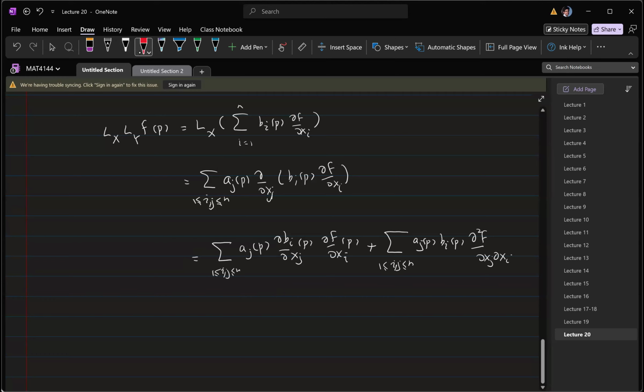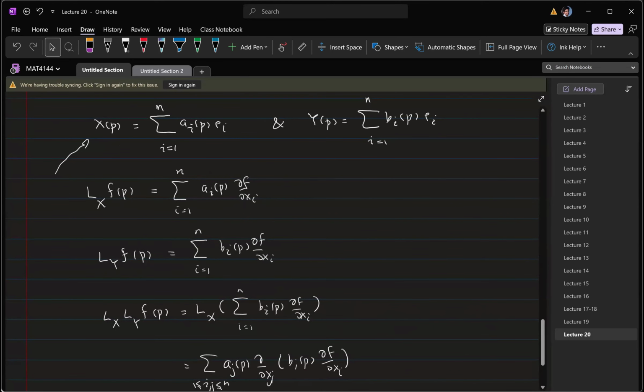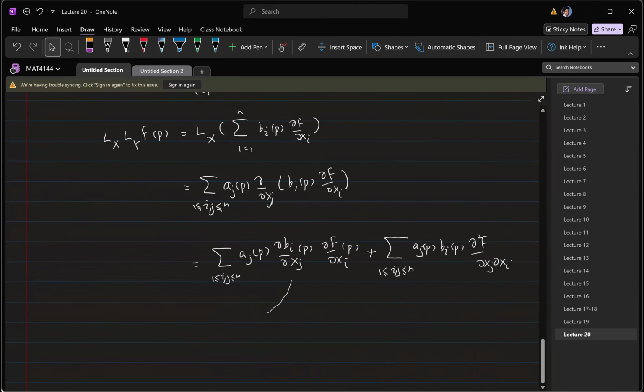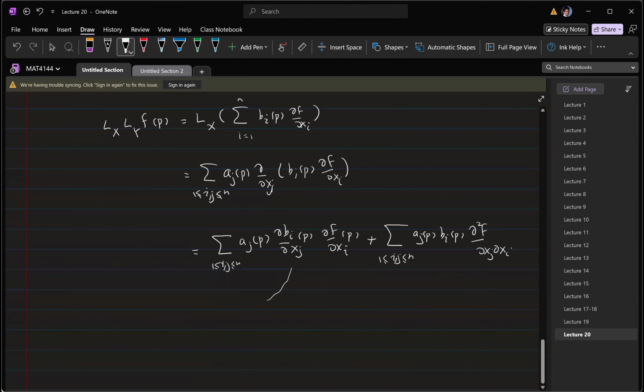L_x L_y is a composition of two operators which are order 1, which means each of them does one partial derivative at a time, like d/dx_i. But when I compose them, I get second order derivatives. The good thing is that if I do L_y L_x, this term is the same in both L_x L_y and L_y L_x, so it cancels out.